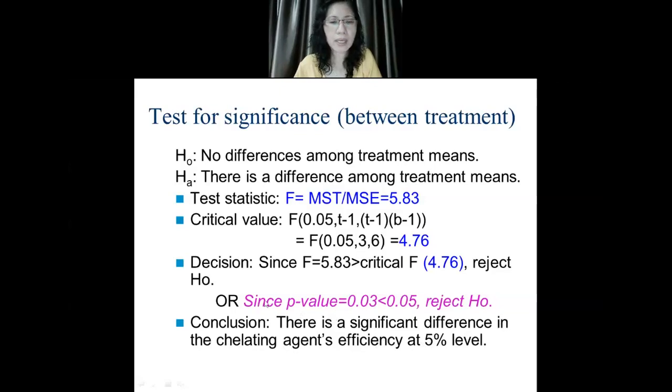Of course, if you are using the SPSS program where they give you the p-value, then you can make the decision using the p-value. Since the p-value is 0.03, which is less than alpha of 0.05, we reject the null hypothesis.